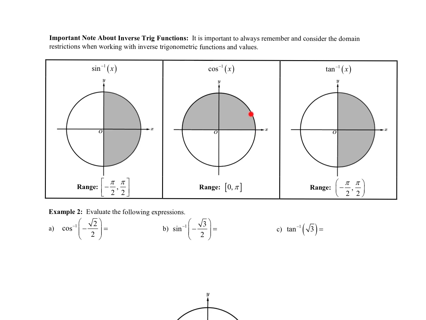Arc cosine is actually pretty well behaved. It goes from 0 to pi. So arc cosine is between what? The first quadrant and the second quadrant. Arc tangent is the same thing with arc sine. It goes from negative pi over 2 to pi over 2.